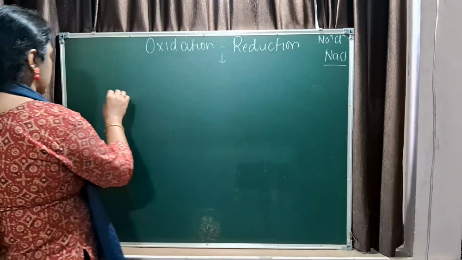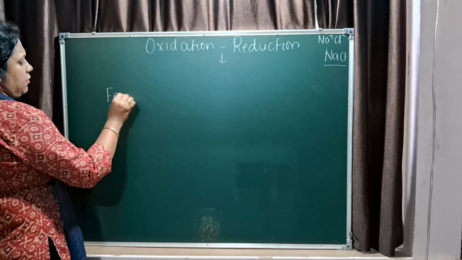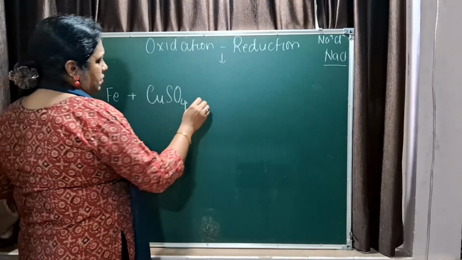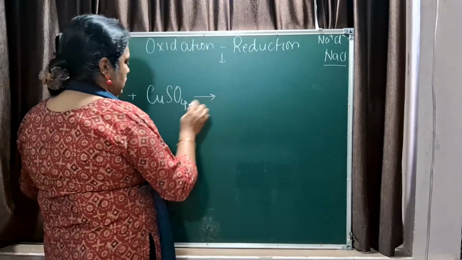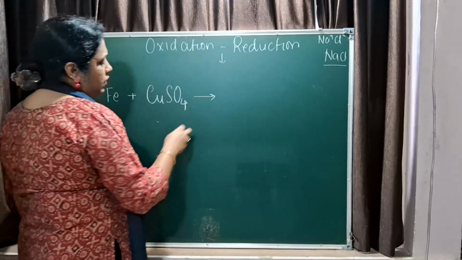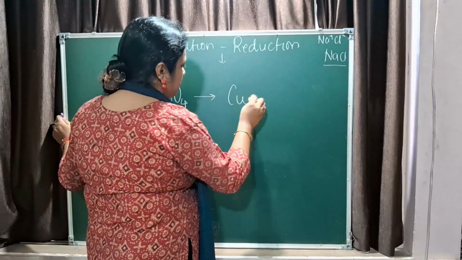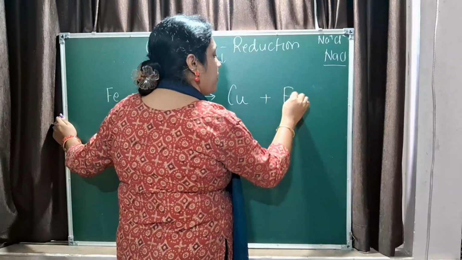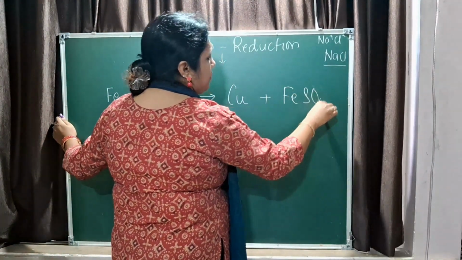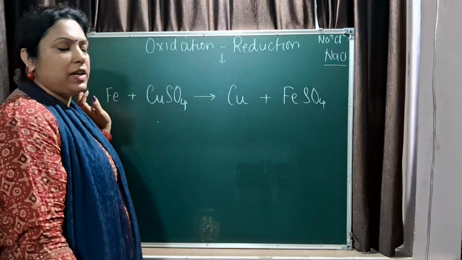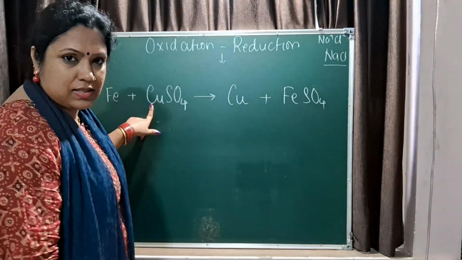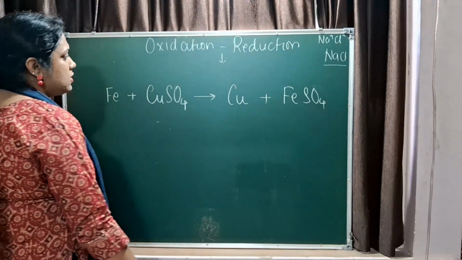Let me take the previous example only. That is Fe plus CuSO4, your copper sulfate, which gives you a blue solution. When you leave it for some time, copper gets deposited on the iron nails and your copper sulfate changes to ferrous sulfate. This is a very good example of a single displacement reaction. The more active metal replaces the less active metal from its solution.